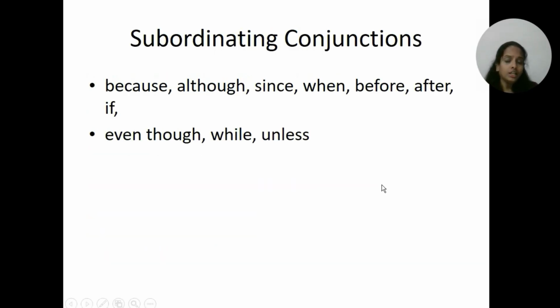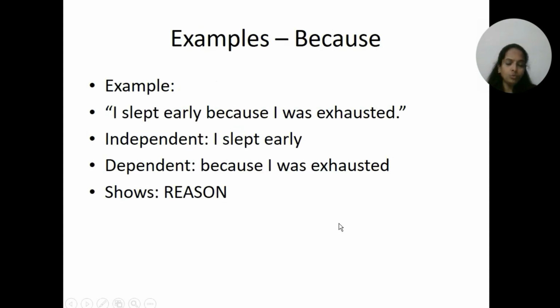Now, let me tell you about the subordinating conjunctions. So these are the magic linking words. These are the words that can turn your simple sentences into complex ones. Some common ones are because, although, since, when, before, after, if, even though, while, unless, all these. And trust me, once you learn these, your speaking and writing will level up instantly. Okay? Now let's move on with one word here.